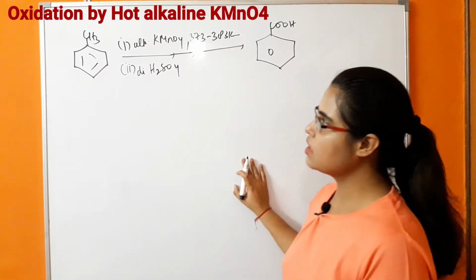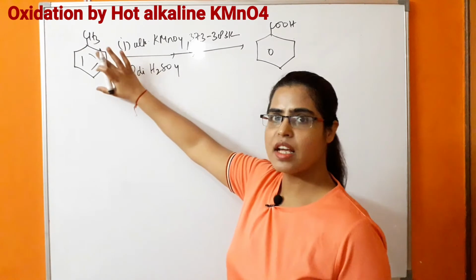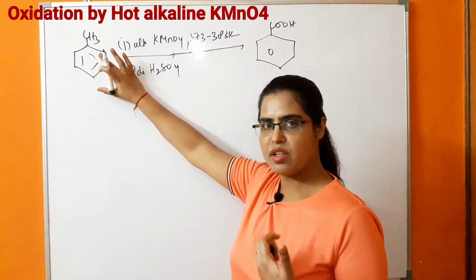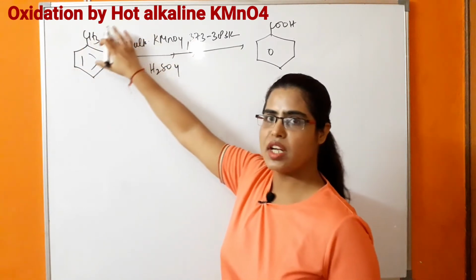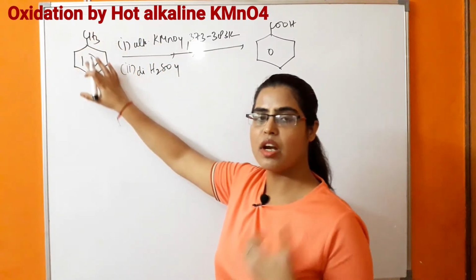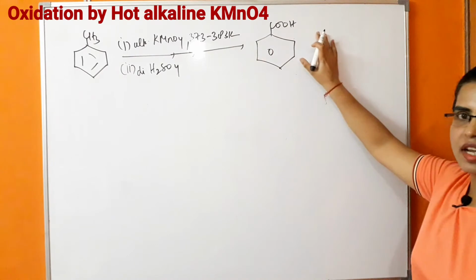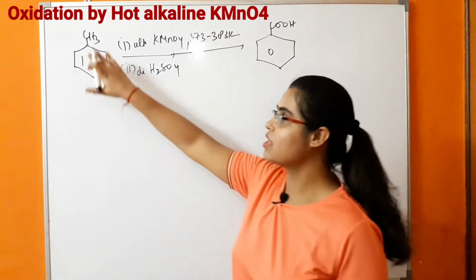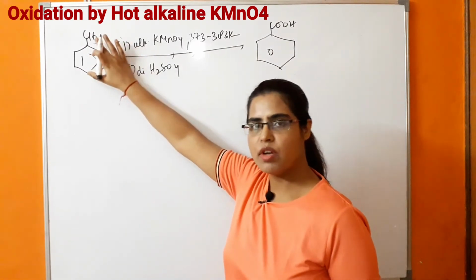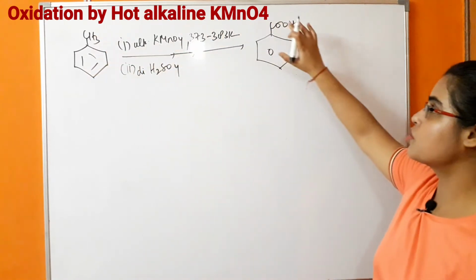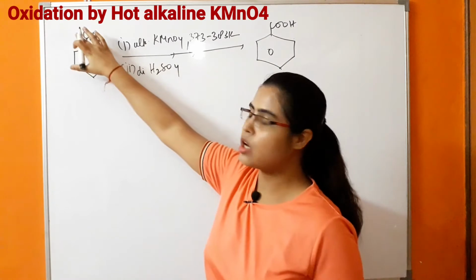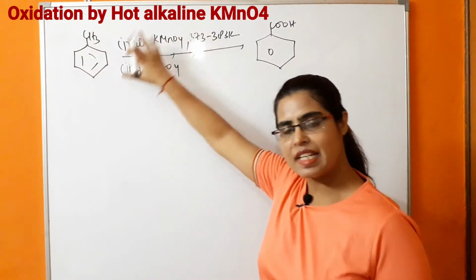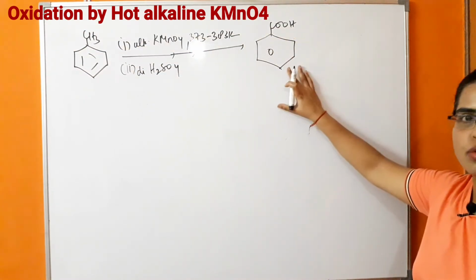So what is happening in this case? This benzene ring will remain unaffected in the presence of hot KMnO4, whereas the side chain part of the benzene ring will oxidize to carboxylic acid. It doesn't matter what the length of the side chain is, it will always oxidize to give carboxylic acid. So if a longer side chain is present, it will still produce benzoic acid.